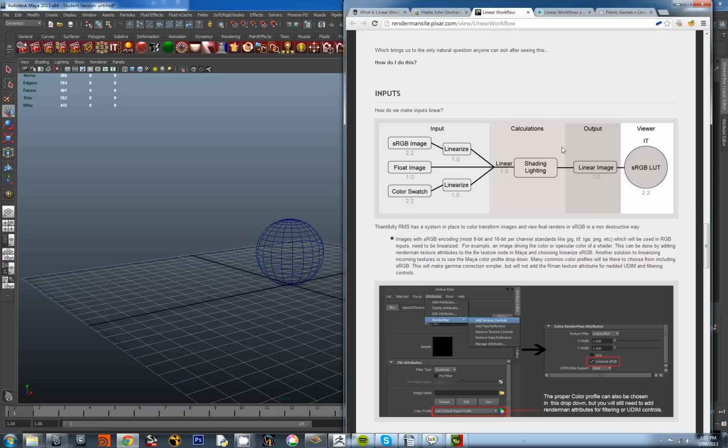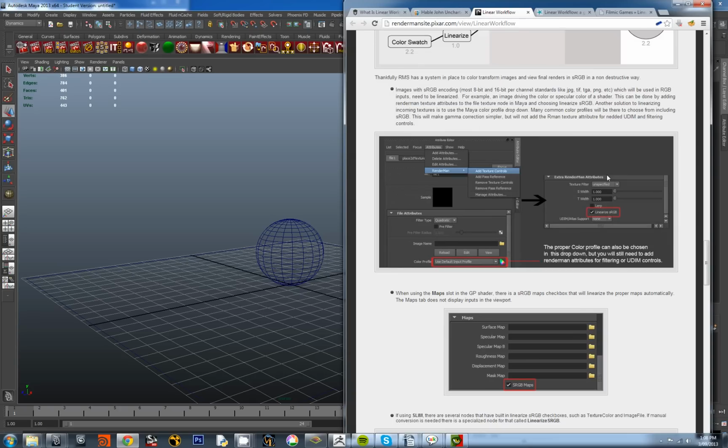The calculations are done linearly. And in general, we will output linear because it's easier to actually composite with. And again, mathematics, so that works better. But when we put it to screen, we need to actually change the lookup table and put it back to being sRGB. So that means we have to correct it back to the 2.2 gamma.